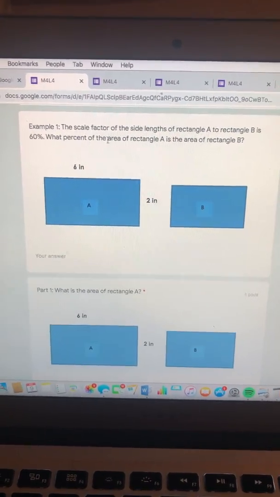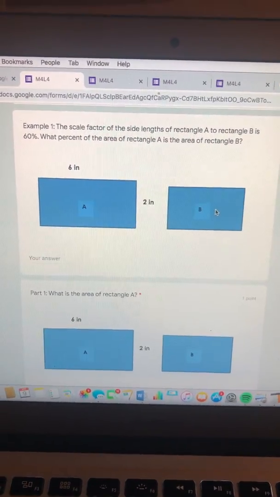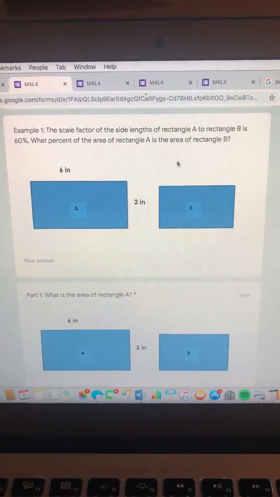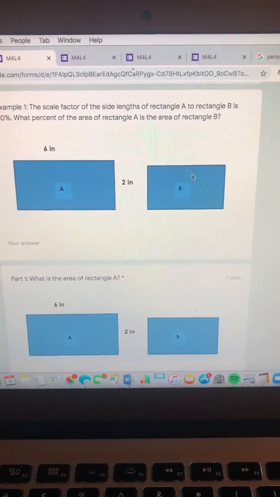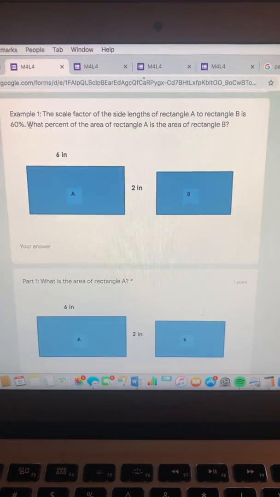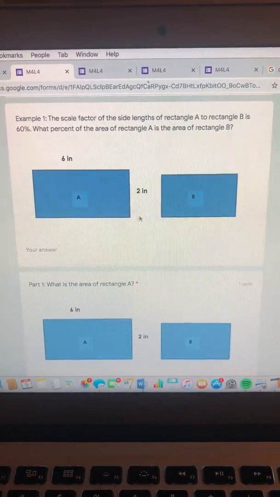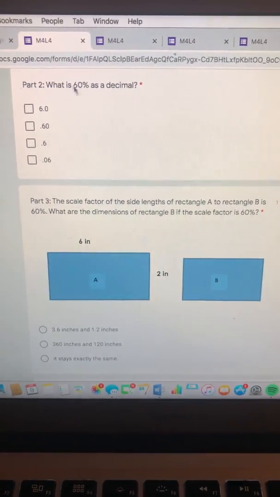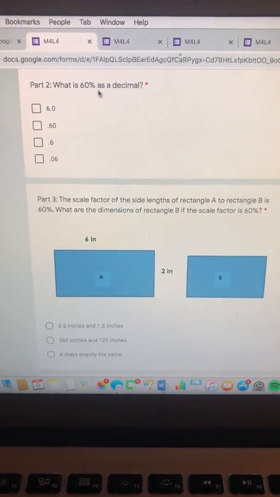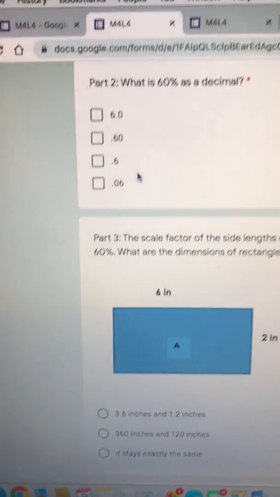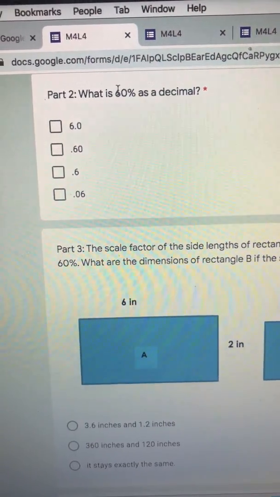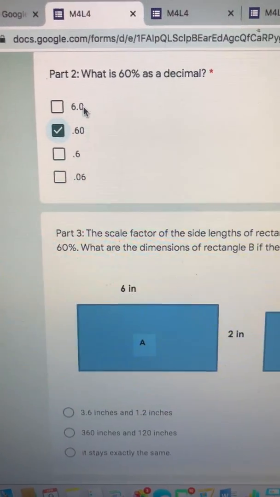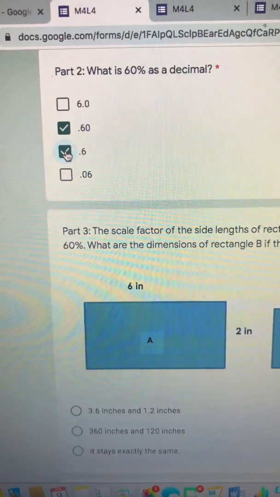Now we have to find the area of rectangle B. In order to find the area of rectangle B, we have to first find the dimensions of rectangle B. How are we going to do that? Well, we're going to take 60% of 6 and 2. So if we scroll down, in order to take 60% of a number, first we have to convert 60% to a decimal. We know that 60% means 60 over 100, which is 60 hundredths. Obviously, 60% is not 6. And 60 hundredths is the same as 6 tenths, 0.6.